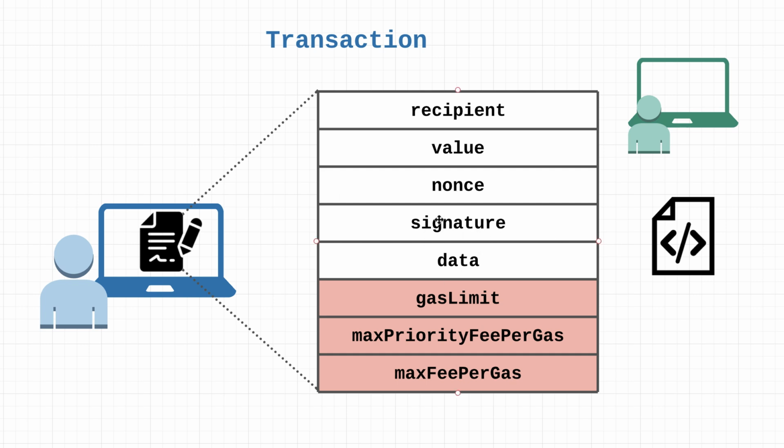The signature field right here is the digital signature that was generated from the private key that we talked about, I believe in the last video. What this basically does is it allows the account owner to authorize the transaction. This data field right here is actually a pretty interesting one.